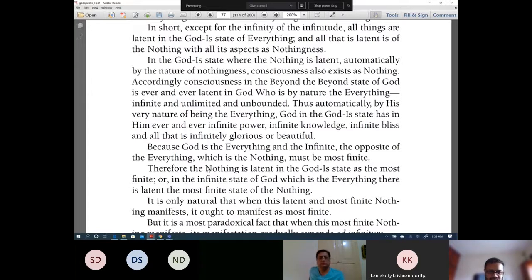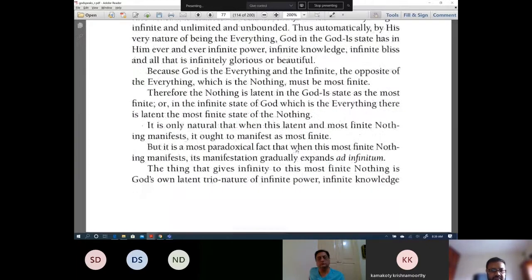Therefore, I'll read again. Therefore, the nothing is latent in the God state as the most finite, or in the infinite state of God, which is the everything, there is latent the most finite state of the nothing. It is only natural that when this latent and most finite nothing manifests, it ought to manifest as most finite.